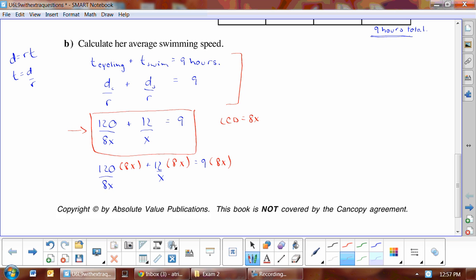Okay. And then we can go, well, these cancel out, these cancel out. So we get 120 plus 96 is equal to 72x. Okay. And it's not a quadratic one, so we know that we want to keep the x separate from everything else. So we get 216 is equal to 72x. So x is equal to 3.